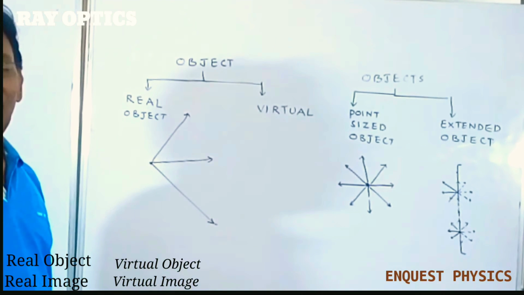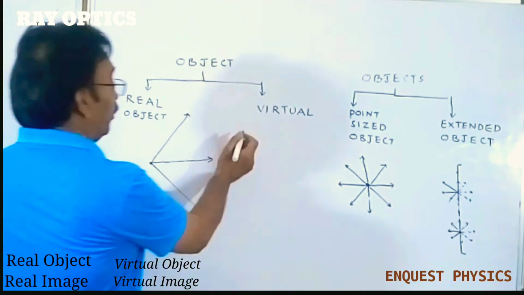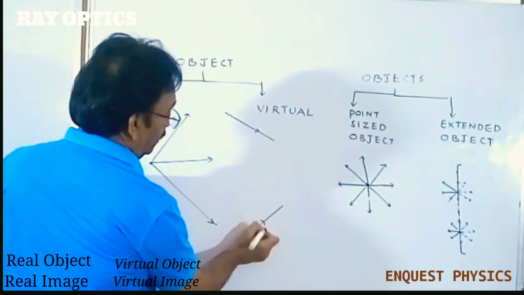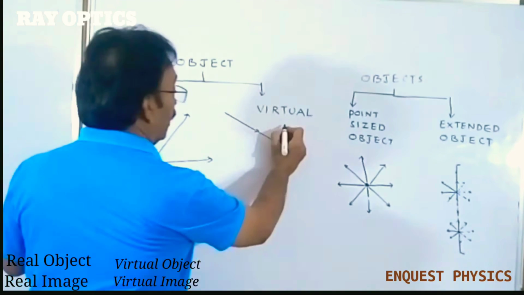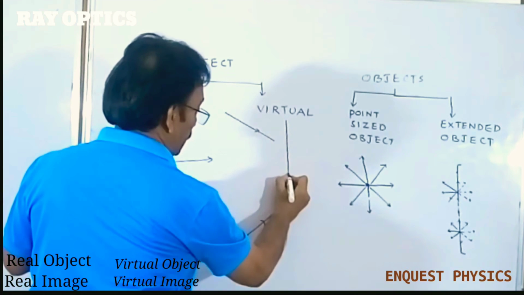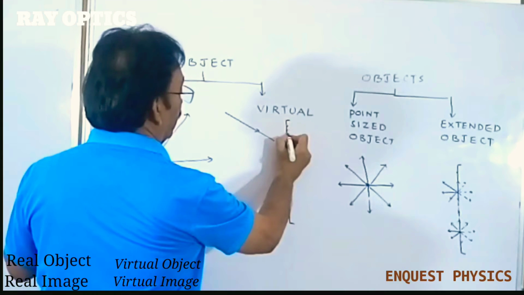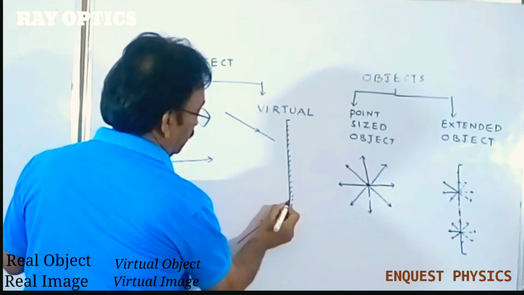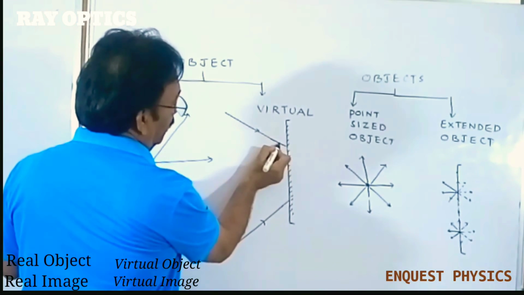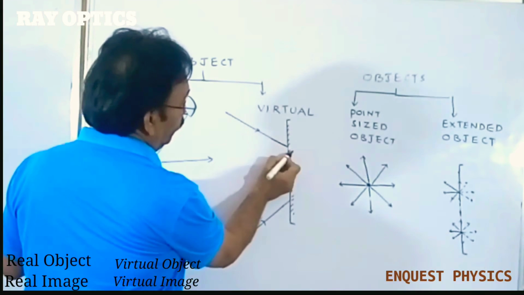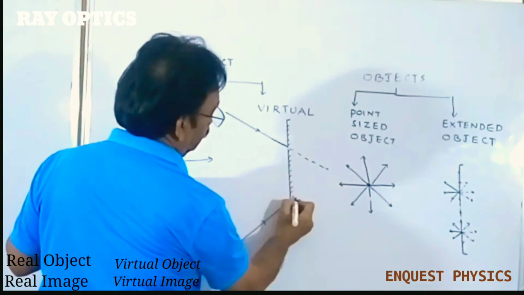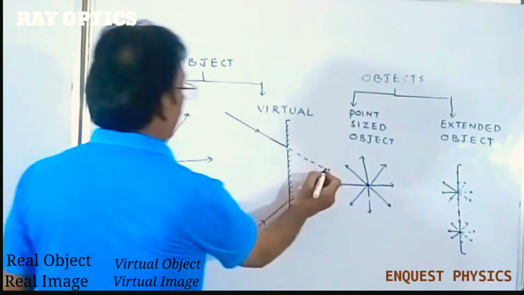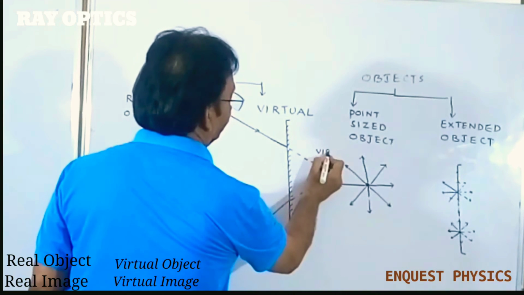Then what is the virtual object? See this. Imagine rays are coming from a distant object. I kept an optical element here, and an optical element is nothing but a mirror. I kept a mirror here. Then what happens? If you extend this, it is incident on and also incident. These rays make them meet at a particular point. This one is known as a virtual object.